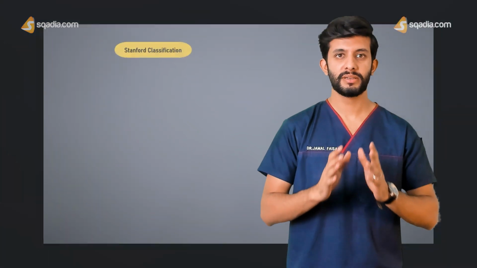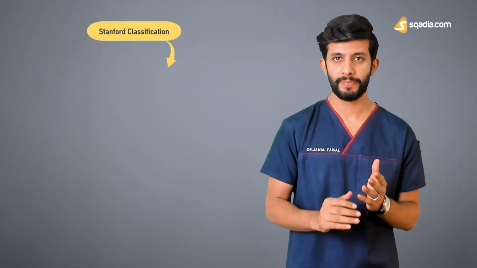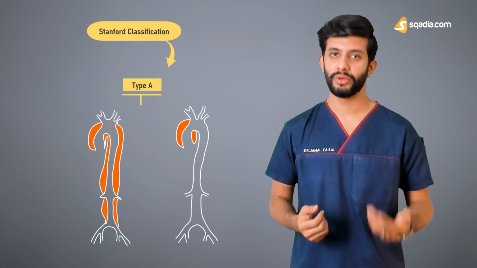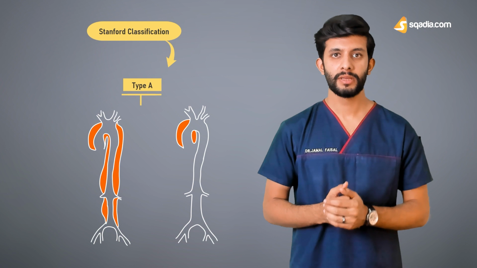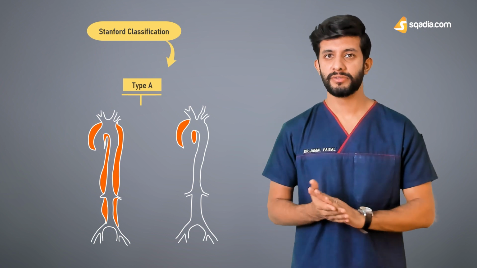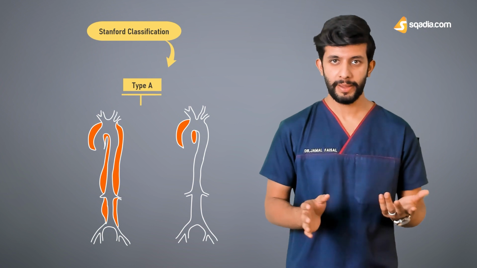Now, let's talk about the classification. Aortic dissections are broadly classified into two, by either the Stanford classification or the DeBakey classification. The Stanford classification classifies dissections into two types, type A and type B. This depends on whether the ascending aorta or the descending aorta is involved. So type A involves the ascending aorta, regardless of the site of primary intimal tear.